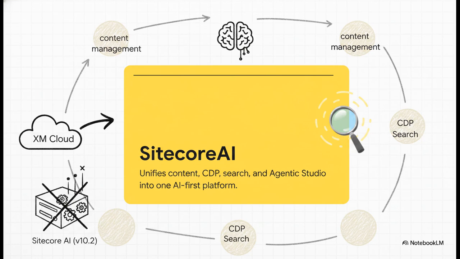Right off the bat, we actually need to clear up a bit of industry confusion. What exactly is Sitecore AI? Well, it was announced recently, and it's basically the direct evolution of XM Cloud and Stream. It takes content management, customer data, personalization, search, and the new Agentic Studio, and unifies them all into one single AI-first platform. And hey, quick note for you veteran developers out there, this is not the same thing as the old Sitecore AI, with a space, from version 10.2. That was essentially just an early feature set. SitecoreAI, all one word, is the entire composable platform moving forward.